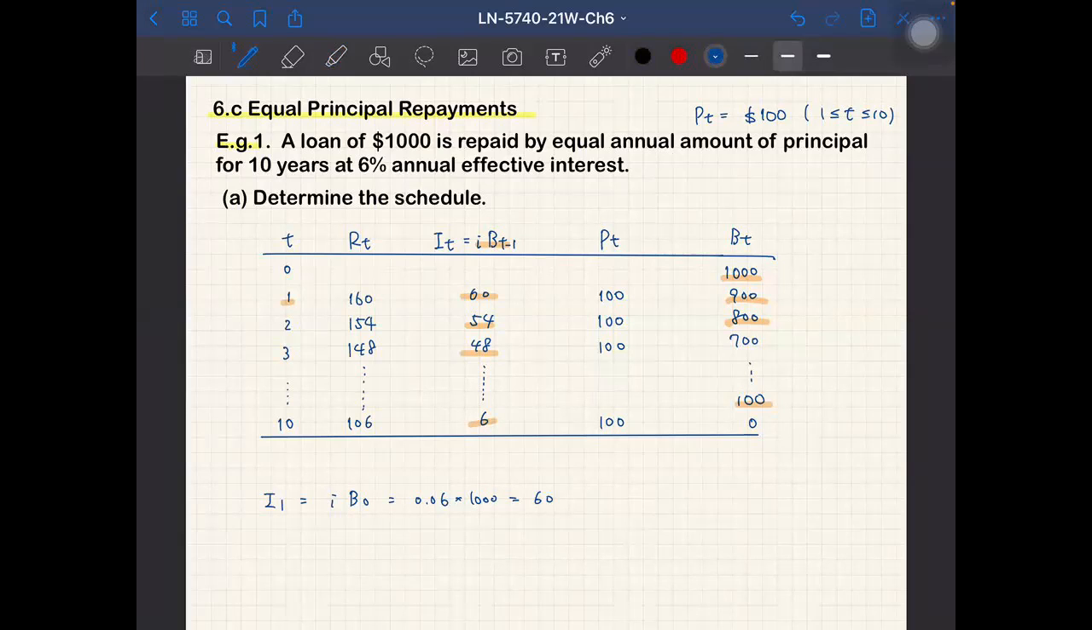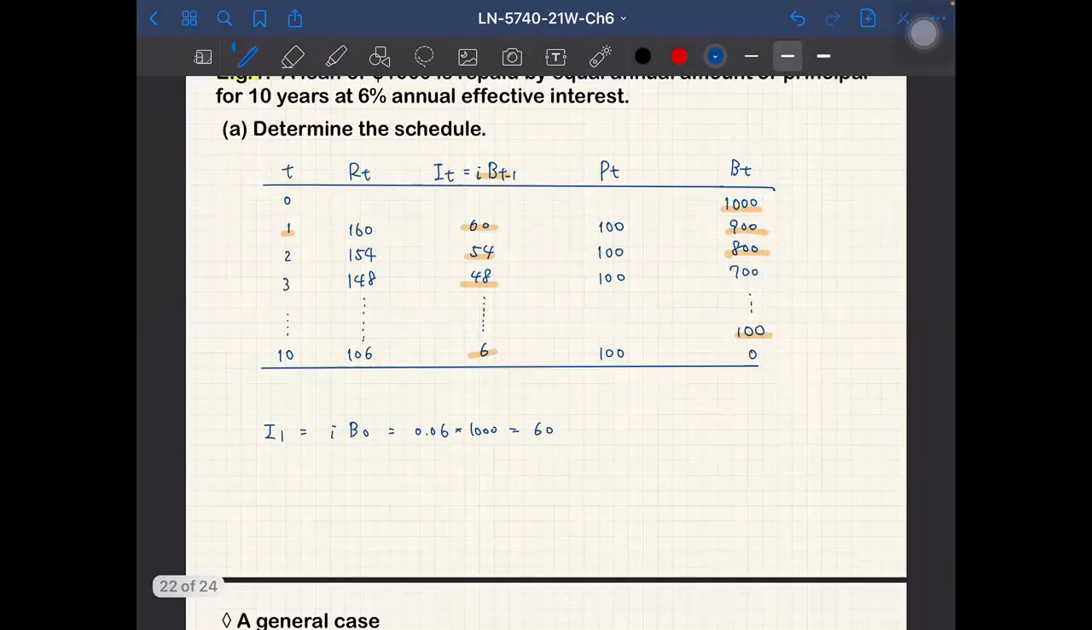So to make equal principal payments, the total payment should be larger in the earlier years. So what's the total? The principal total is 1,000, that is clear. And how about the others? The interest goes from 60 down to 6. If you take the sum of these 10 terms, it is 66 times 5, so 330. So the total of R_t is 1,330: 1,000 is principal, and 330 is interest.